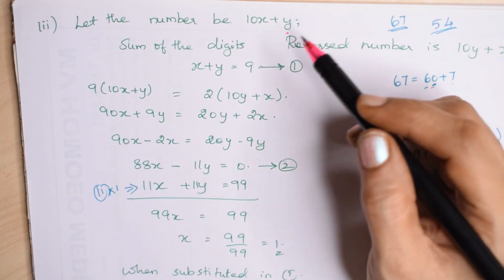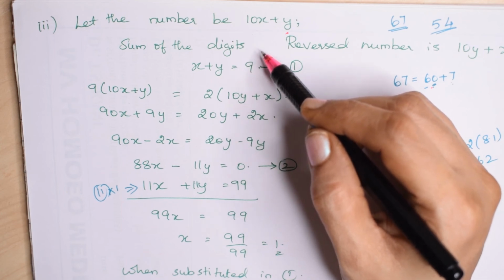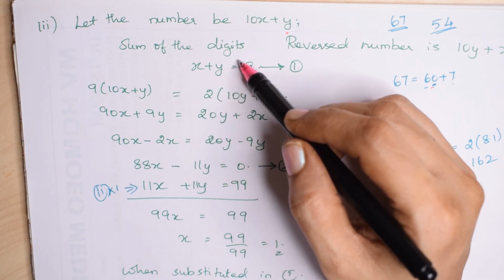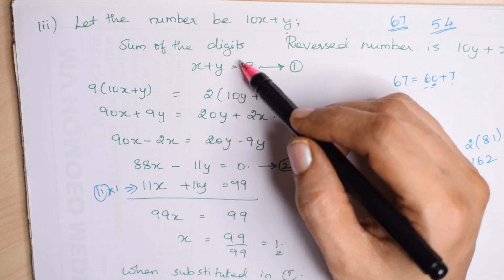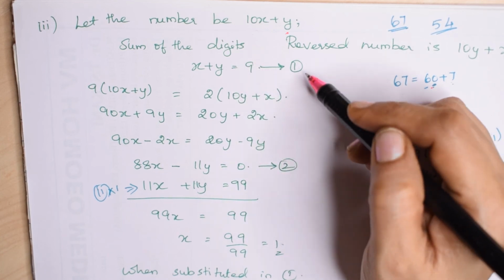Then the sum of the digits, given in the question, the sum of the digits is equal to 9. They didn't say 10x again, they just gave us the digits, sum of the digits. So x plus y is equal to 9. This becomes the first equation.